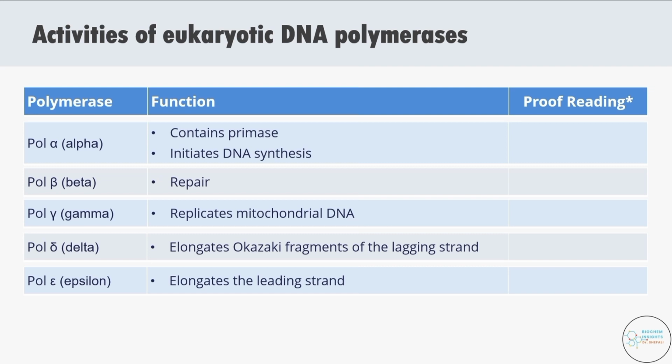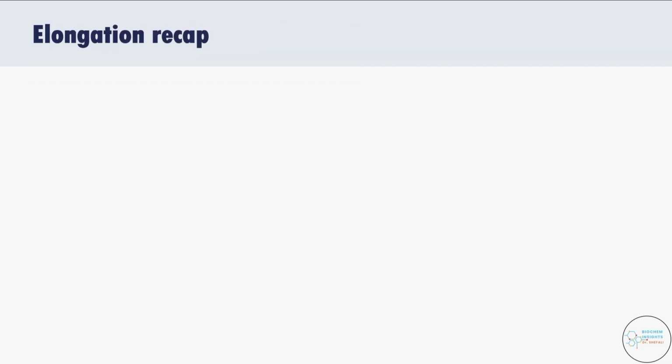So here what you need to remember is that out of the 5 polymerases, only polymerase gamma, polymerase delta and polymerase epsilon perform the proofreading function. You must remember that polymerase alpha and polymerase beta do not perform the proofreading function during DNA replication in eukaryotic cells. So before we head towards the last stage of replication, that is termination, let's see a quick recap of elongation steps.